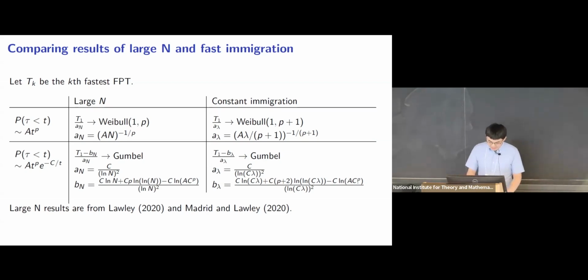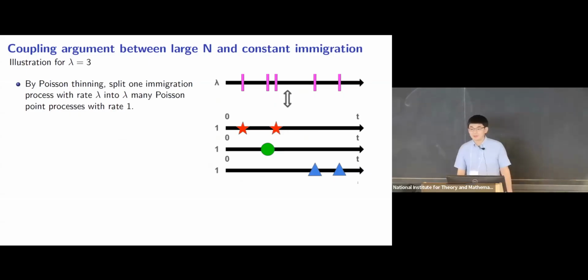And why is that? So the way that I like to think about it is through a coupling argument. And so here we have a picture. I can imagine over here we have our rate lambda process for immigration. And let's let these pink bars be the time that the searchers actually find the target, not the time that they enter.